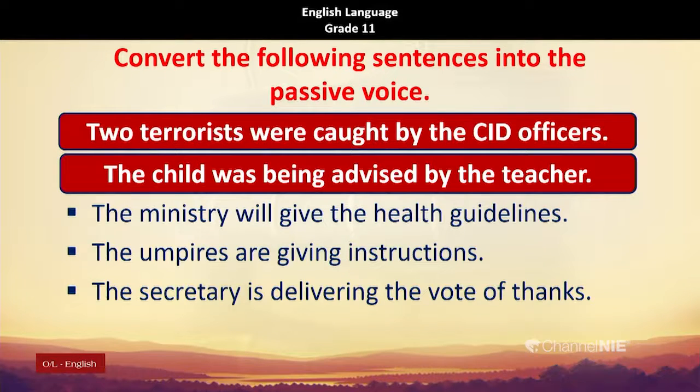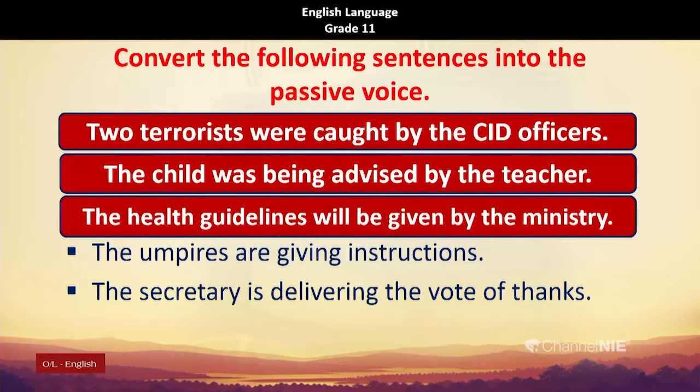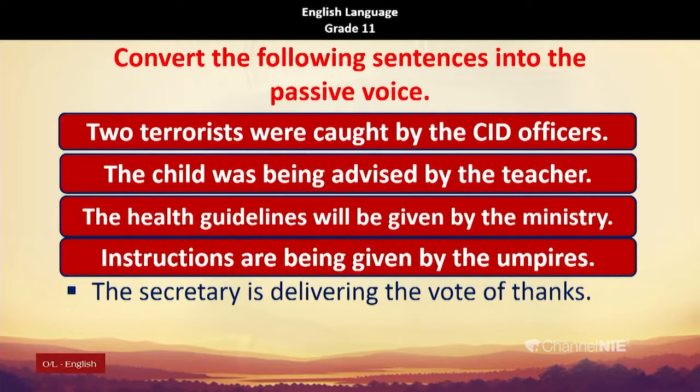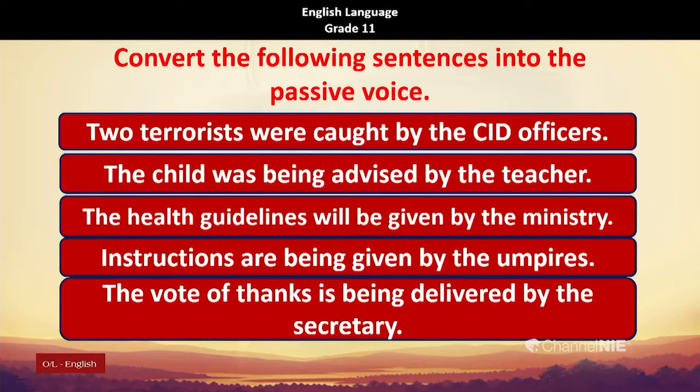Next one, the ministry will give you the health guidelines. Future tense. The health guidelines will be given by the ministry. The umpires are giving instructions. Right here, present continuous. Instructions are being given by the umpires. The secretary is delivering the vote of thanks. The vote of thanks is being delivered by the secretary.